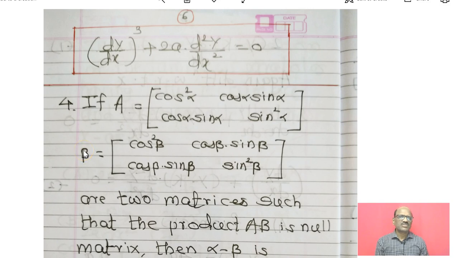Therefore the required differential equation is (dy by dx) cube plus 2a into (dy by dx) square equals 0. Now the next problem is from matrices.